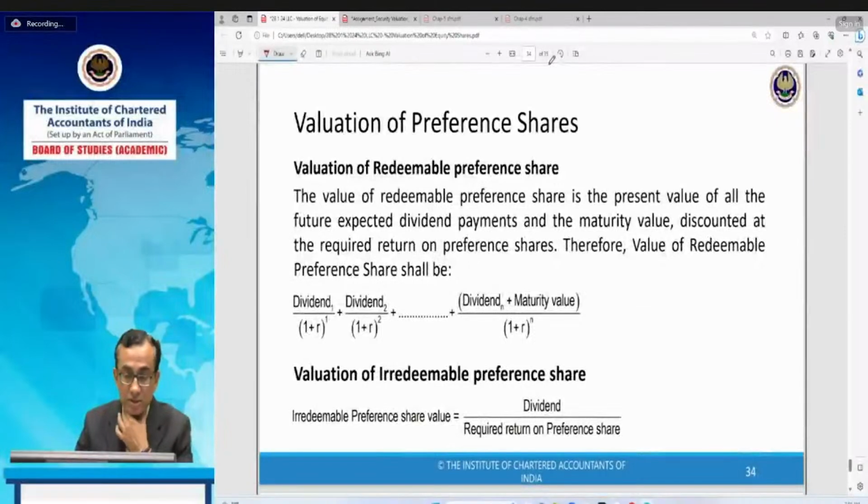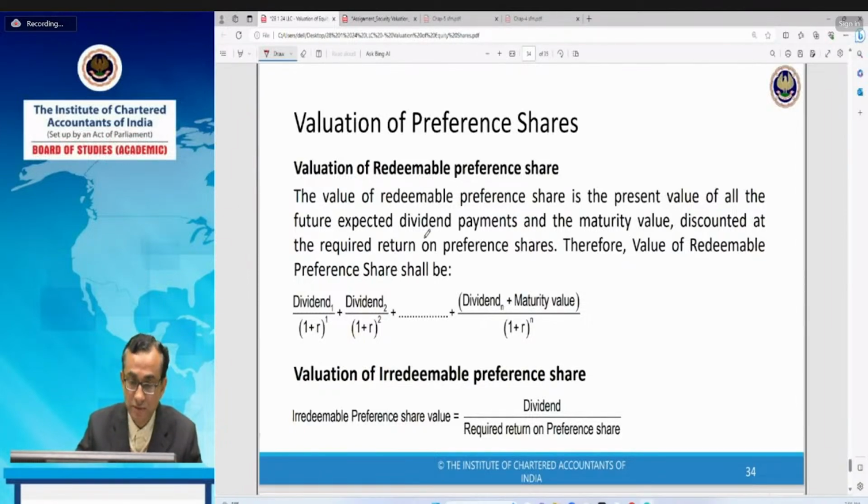Now come to valuation of redeemable preference shares. Please try to solve this problem, this assignment question, at your home also. And even if any problem arises, please write to us. The contact details I will be sharing at the end of this lecture. So don't worry. First, try to solve this question at home also.